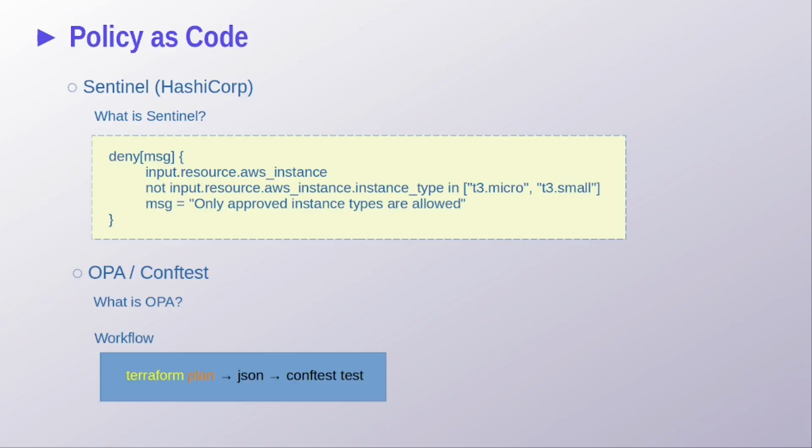What is OPA? OPA stands for Open Policy Agent. It is open source and vendor neutral. Conftest uses OPA to test Terraform plans. Workflow: Terraform plan, then convert to JSON, then test. Why do teams love OPA? Because it's open source, CI/CD friendly, works anywhere, no vendor lock-in.